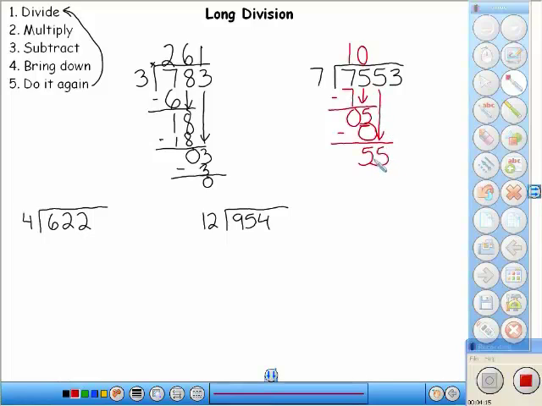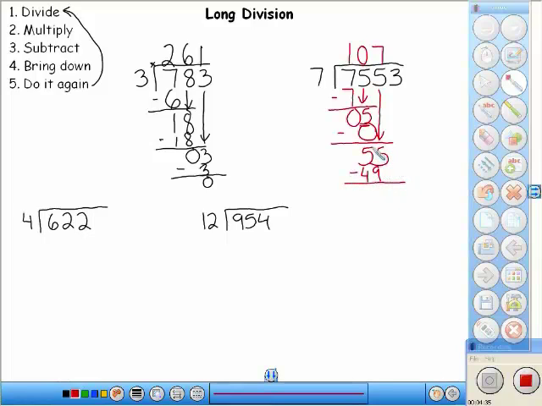And we're going to do it again. How many times does 7 go into 55? Remember, start at 1 and work your way up if you're not sure. But we'll know that it goes in 7 times. And then if we multiply, 7 times 7 is 49. And then we're going to subtract.